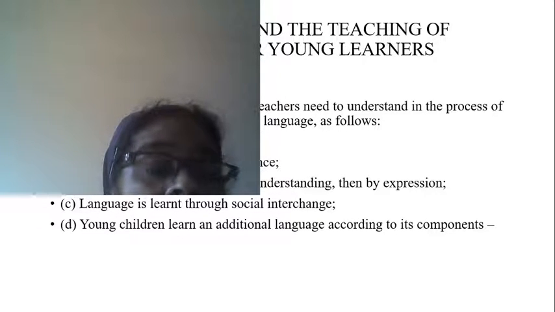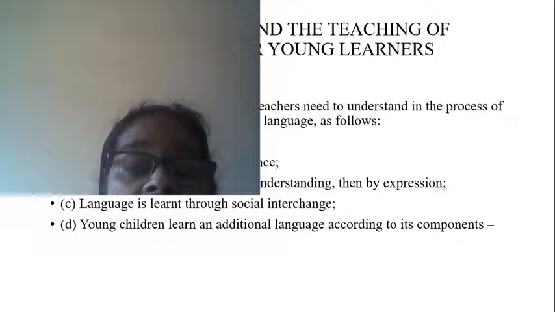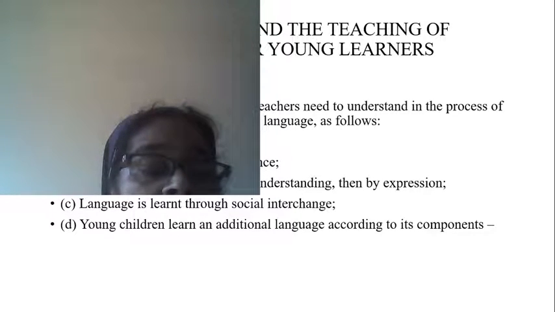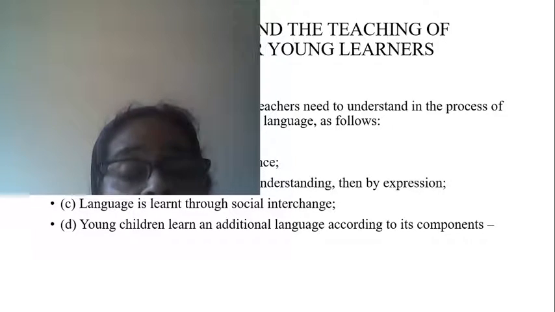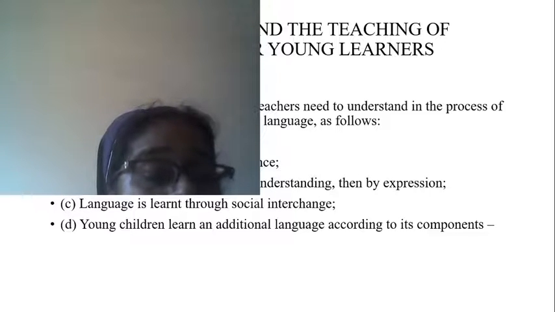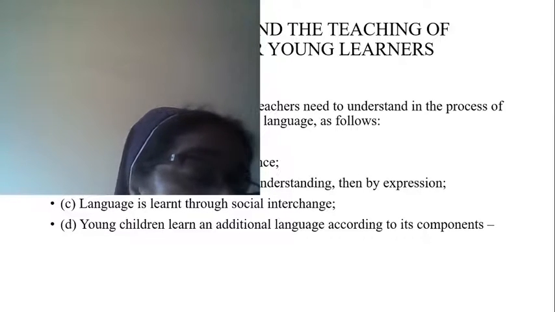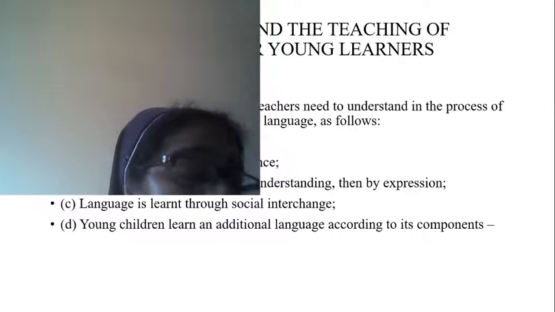There are several principles that all teachers need to understand in the process of teaching young children to learn another language, as follows. Teaching another language, that is a second language or foreign language: number one, language is a predictable sequence. Number two, language is comprehended by understanding, then by expression. First by understanding, then by expression. Third, language is learned through social interchange. If the child doesn't talk, then he cannot talk.